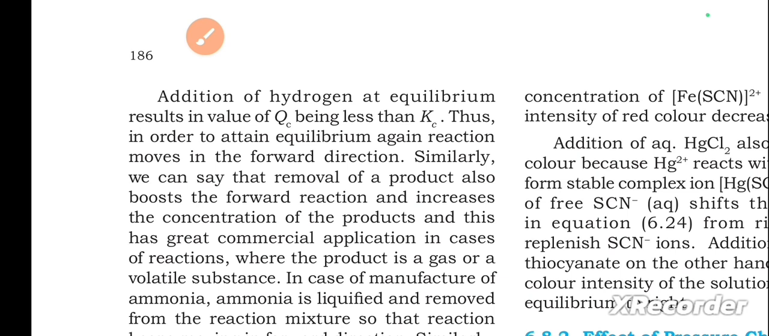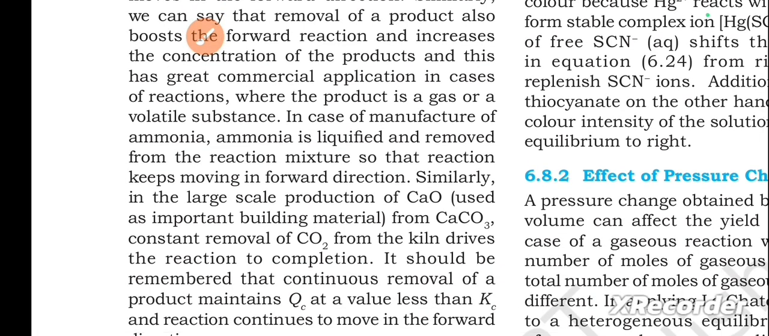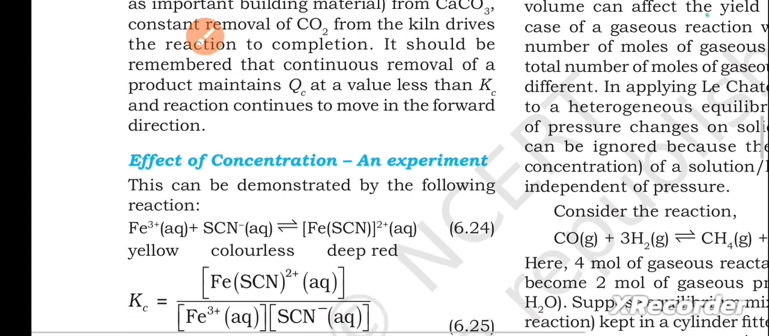Similarly, we can say that removal of the product also boosts the forward reaction and increases the concentration of the products, and this has great commercial application in cases of reactions where the product is a gas or a volatile substance. In the manufacture of ammonia, ammonia is liquefied and removed from the reaction mixture so that the reaction keeps moving in the forward direction. Similarly, in the large scale production of CaO from CaCO3, constant removal of CO2 from the kiln drives the reaction to completion. It should be remembered that continuous removal of a product maintains QC at a value less than Kc and the reaction continues to move in the forward direction.